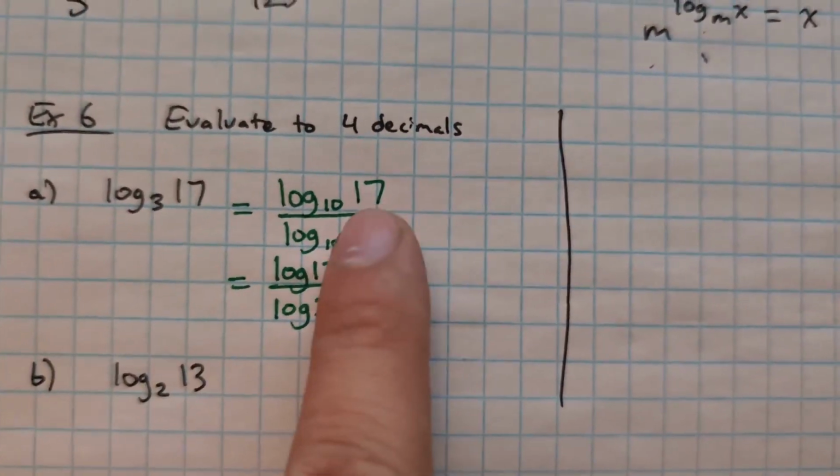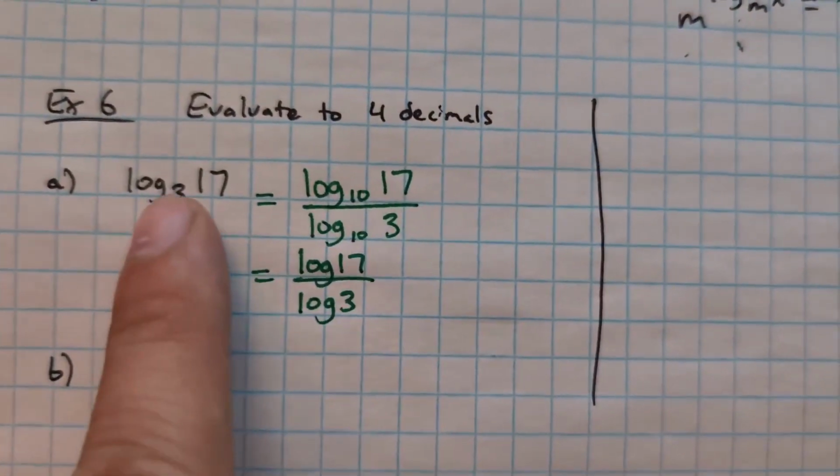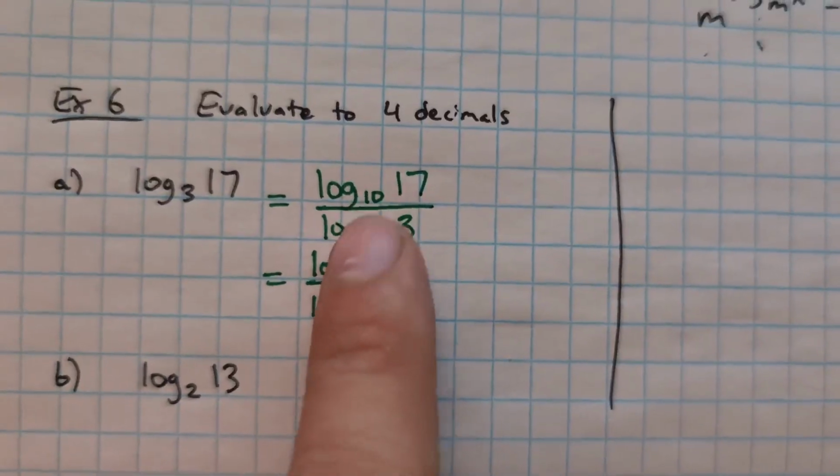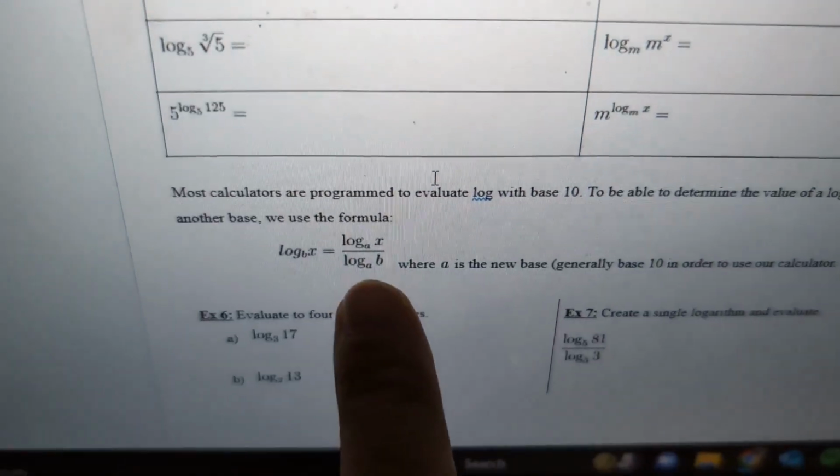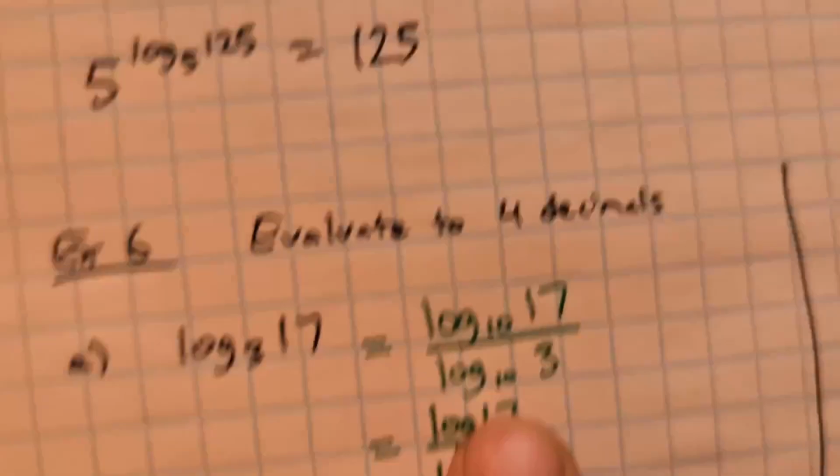So the argument goes on the top, 17. The base goes on the bottom, the 3. We have our new base, 10. It can be any new base as long as these bases are the same. But again, we usually use 10.